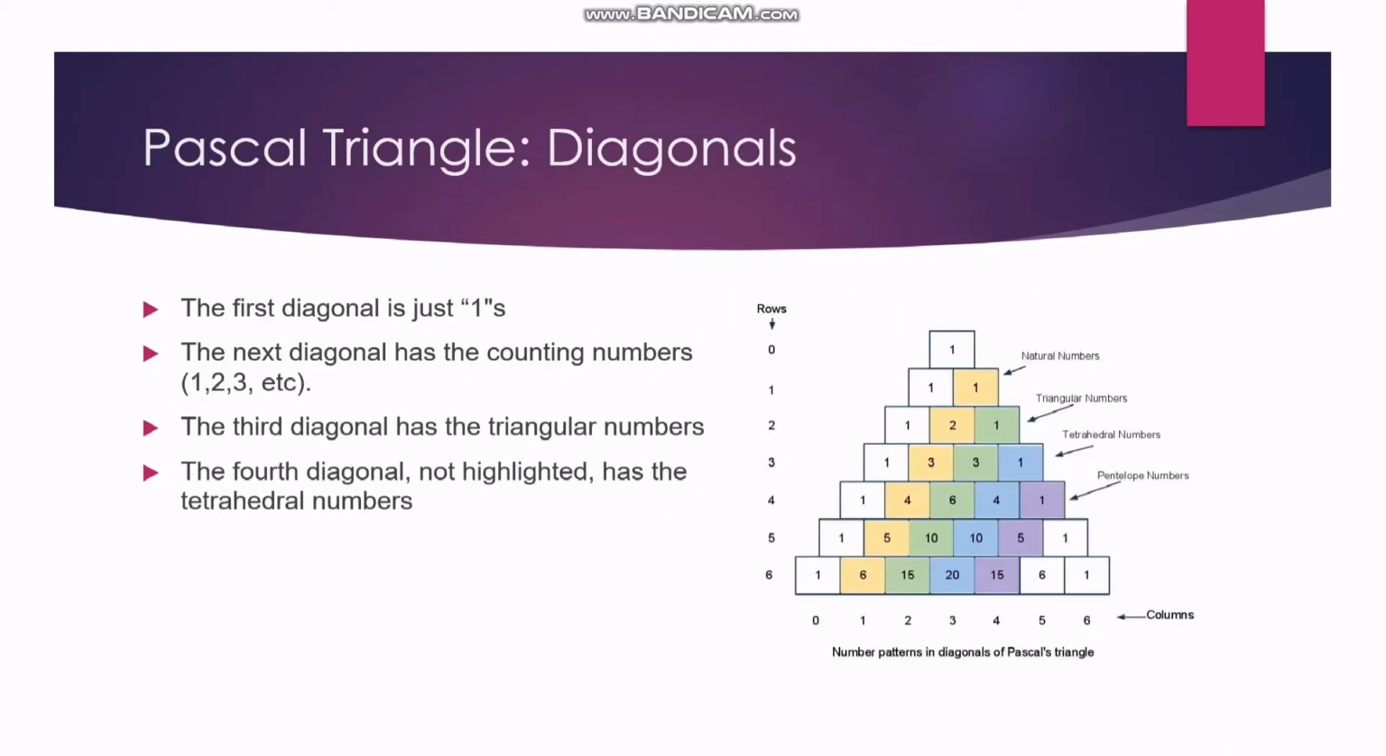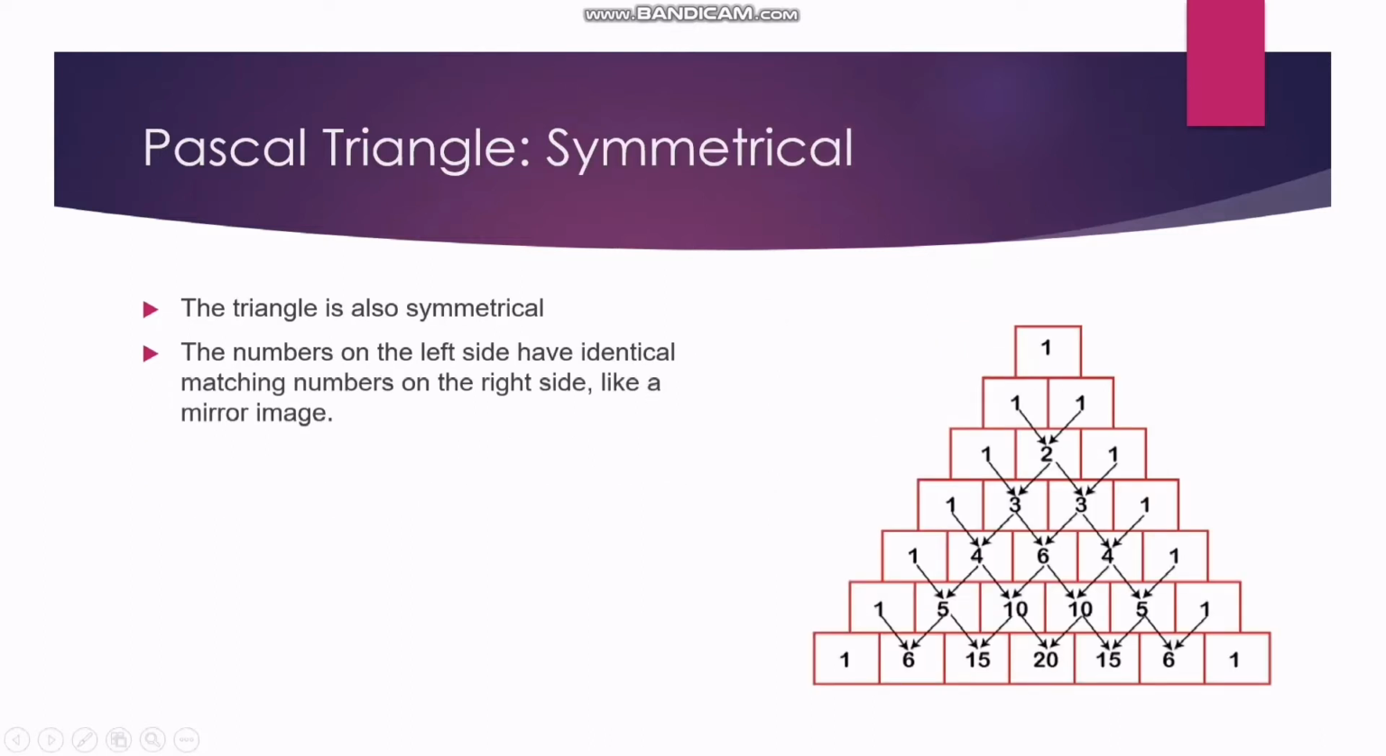The first diagonal is just ones. The next diagonal has the counting numbers 1, 2, and 3. The third diagonal has the triangular numbers. The fourth diagonal has the tetrahedral numbers. The triangle is also symmetrical. The numbers on the left side have identical matching numbers on the right side, like a mirror image.